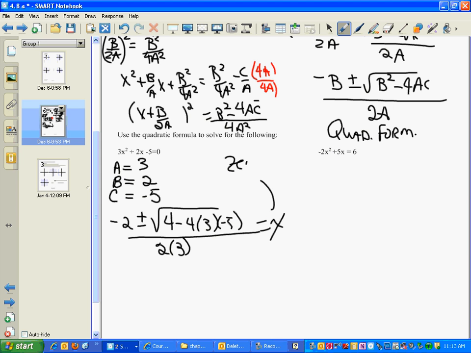These are the zeros, also known as where the graph crosses the x-axis.